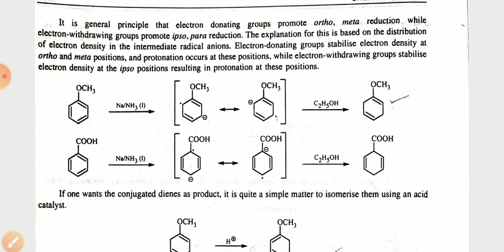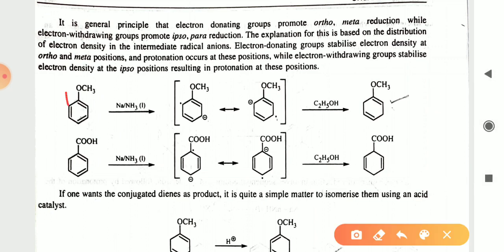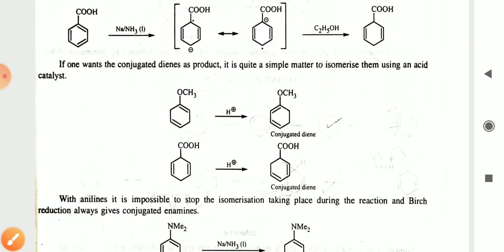So in an example you can see here the mechanism of the above reaction. The ring substituted with OCH3 in the presence of sodium and liquid ammonia, and the ring substituted with COOH in the presence of sodium and liquid ammonia. These are the intermediates which form for the reduction process, and now with the delocalization of the double bond we will get the dienes.